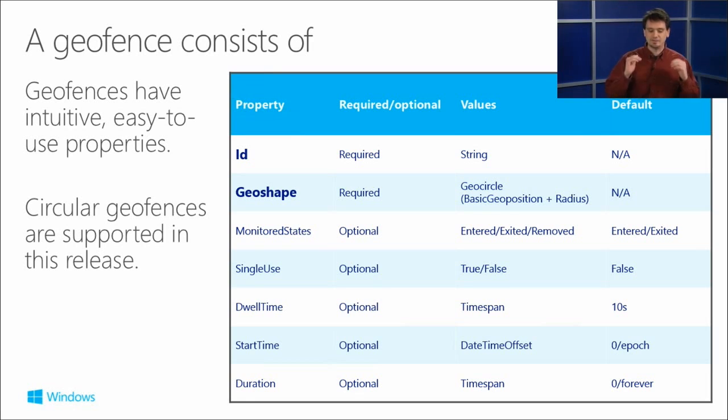In addition to that, we've got these monitored states. Do we want it to fire when we enter or when we exit or when we take away a geofence? Do we want it to use just one time and then make it go away? The dwell time is how long does the user have to be inside that geofence before we actually shoot off the task? And then we can give a start time or duration to our geofence. We say, this is only during working hours, so I want you to start it at 8 o'clock and make it go for 8 hours or 9 hours, or if you work at Microsoft, 16 hours.